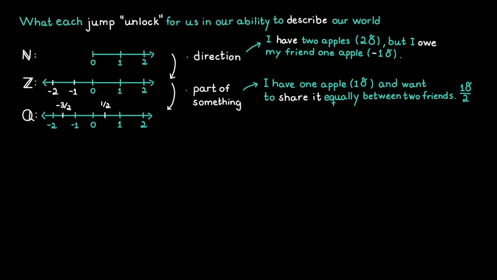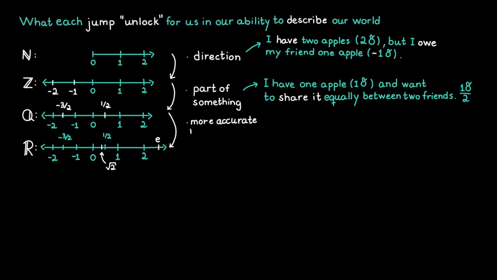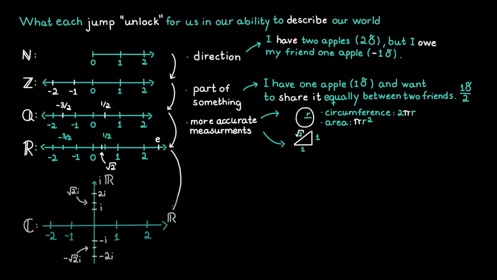When we invented the real numbers, we unlocked the ability to more accurately measure our environment. So all of these objects that we only could approximate previously, we could now define precisely. And in the last step, when we managed to invent the complex numbers, we unlocked a whole number of things. Two of the more important things, in my opinion, is that we got the solutions to all the polynomial equations that we talked about before.